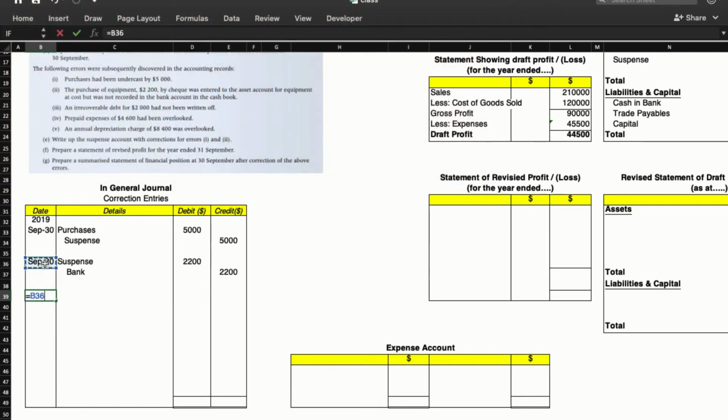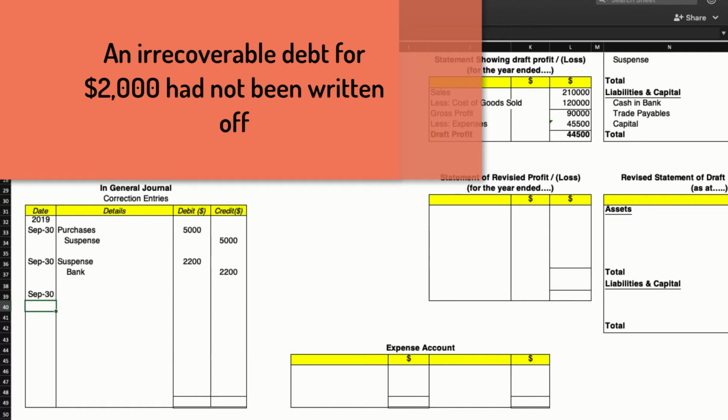Next error. An irrecoverable debt for $2,000 had not been written off. So there is one customer who had not been paying us the $2,000 for a long period, and now we consider that amount as bad debts. But we didn't record that bad debt. So now I will record it. It is a loss. So bad debts will be debited and trade receivable will be credited by $2,000. This is basically an error of omission.